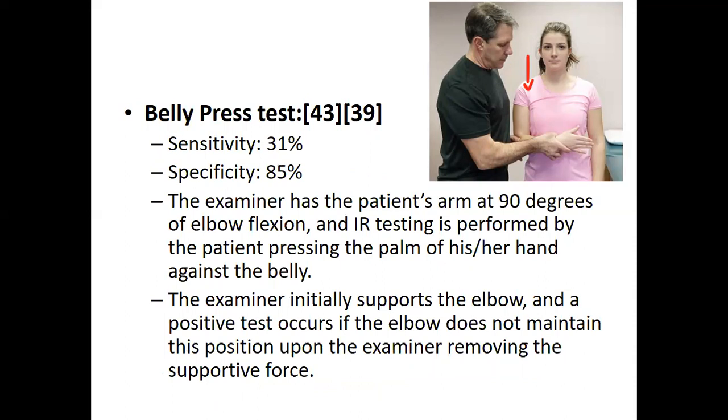The belly press test, sensitivity 31% and specificity 85%. Examiner has the patient's arm at 90 degrees of elbow flexion with internal rotation. As we can see here, the patient will try to press the belly while the therapist will just resist that movement. The examiner initially supports the elbow, and a positive test occurs if the elbow does not maintain this position upon the examiner removing the supportive force.